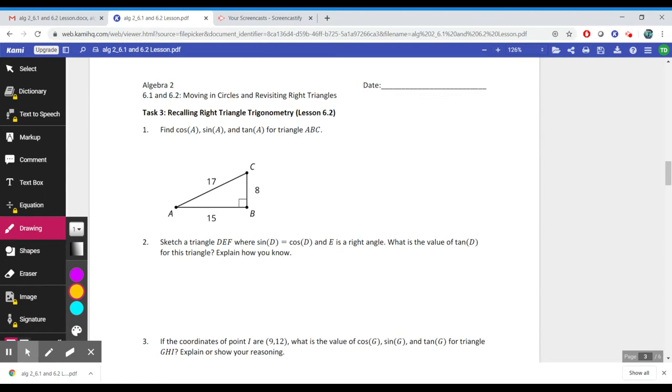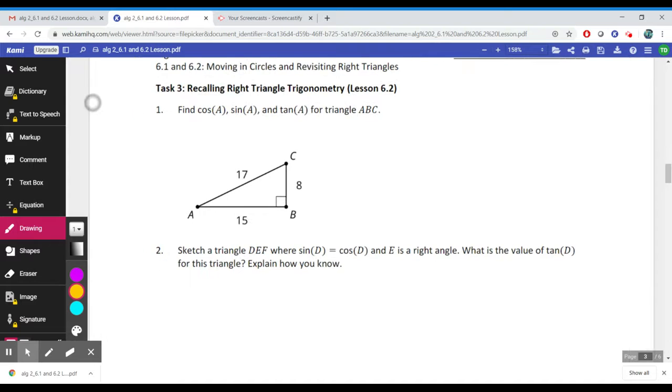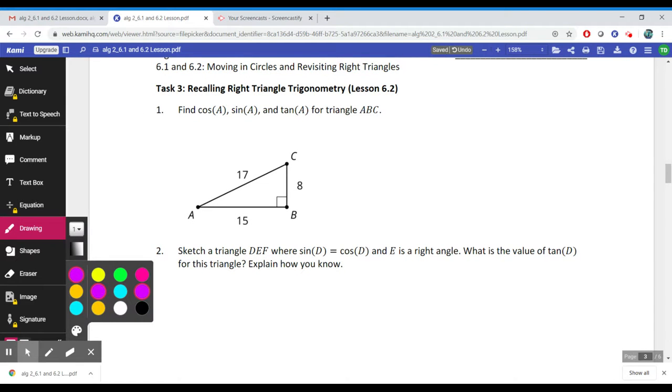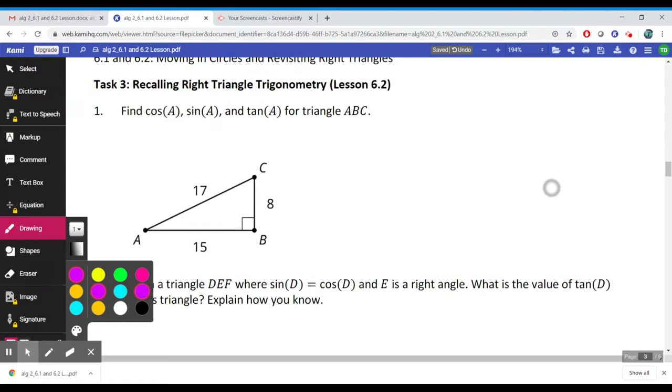So moving on to task 3 here. This one is going to be a bit of a review of the trigonometry stuff that you learned in geometry. It gives us a right triangle, and it just wants us to find the cosine, the sine, and the tangent of angle A. So let's start by recalling what the formulas for each of those are. Remember that the formula for sine is the opposite side from the angle divided by the hypotenuse.